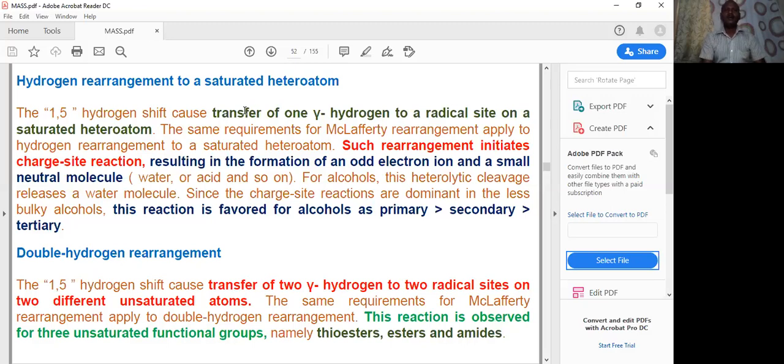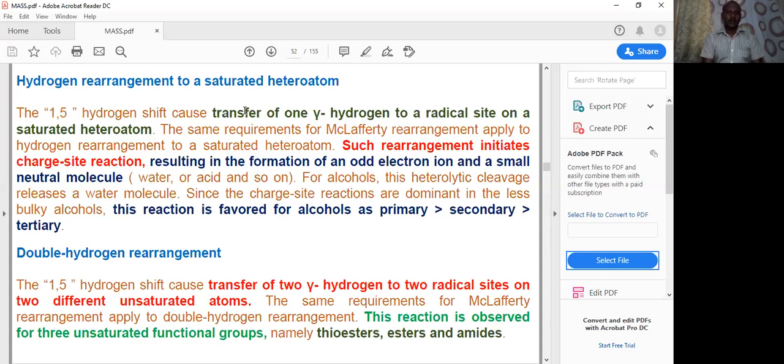That is a 1,5 shift, we can call it. It can also happen to a saturated heteroatom. In the ketone, we have seen that it is an unsaturated heteroatom, a double bonded carbonyl oxygen. There it happened. But hydrogen can also rearrange to a saturated heteroatom like oxygen in the case of alcohols. In alcohols, if we have gamma hydrogen, then it can happen.